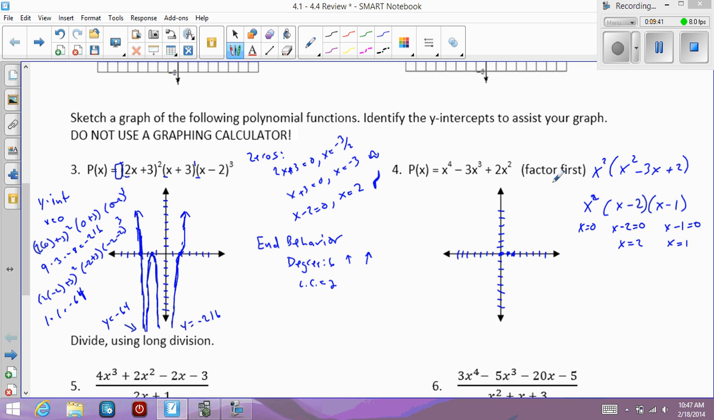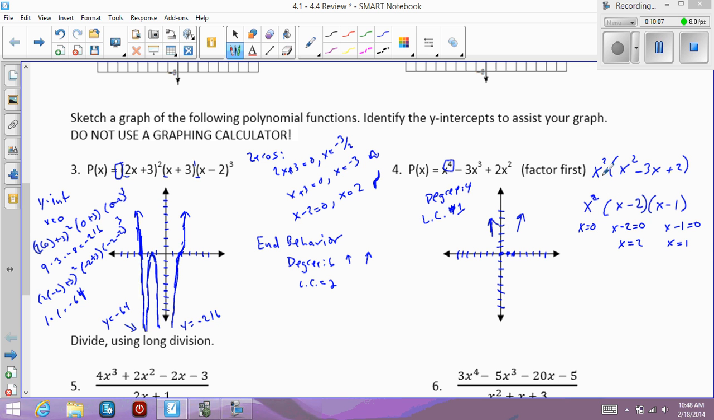All right, by looking at the original polynomial, we know that the degree is 4 and the leading coefficient is 1. So just like the other graph, it's an even degree with a positive leading coefficient. So my arrows are going to be going up, okay?